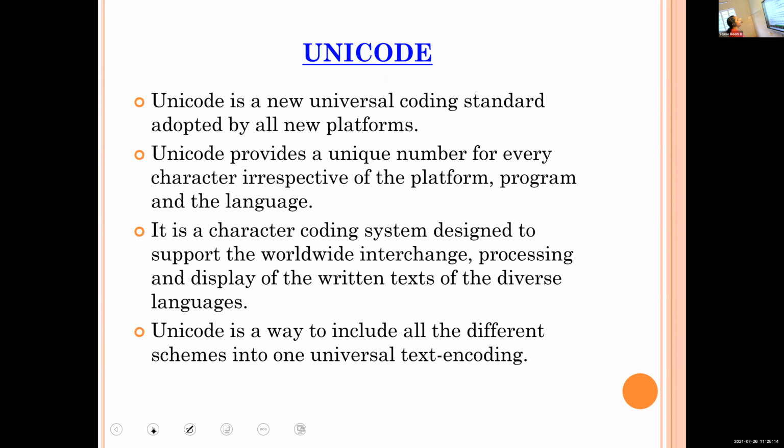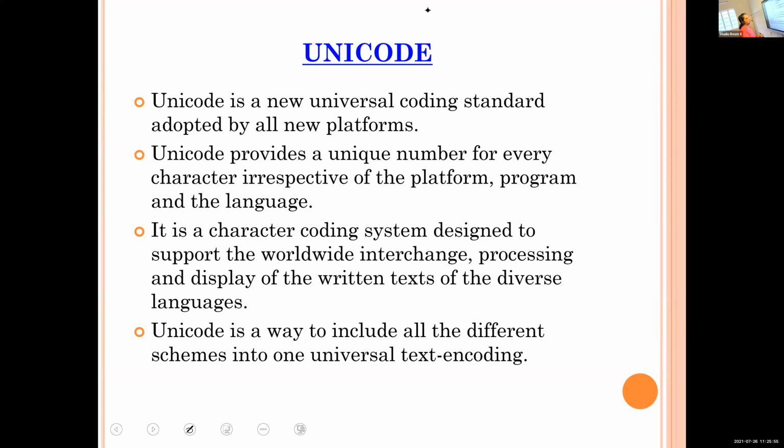The next one is Unicode. Unicode is a universal coding scheme. Unicode is a new universal coding standard adopted by all new platforms. Platform means, for example, the Windows operating system is considered one platform. In any platform we can use Unicode. It is common for all platforms. We can use Unicode in any platform, in any program, in any language. That is the advantage of Unicode.